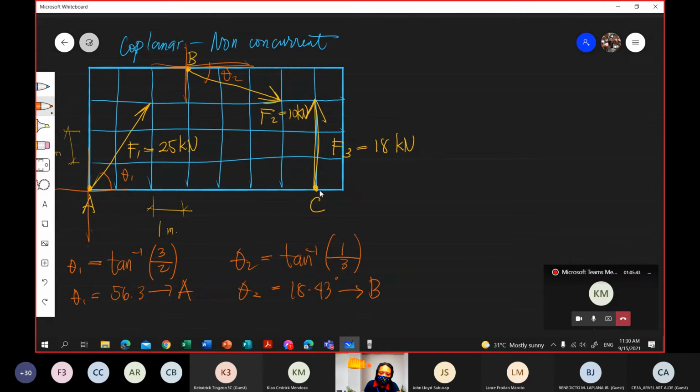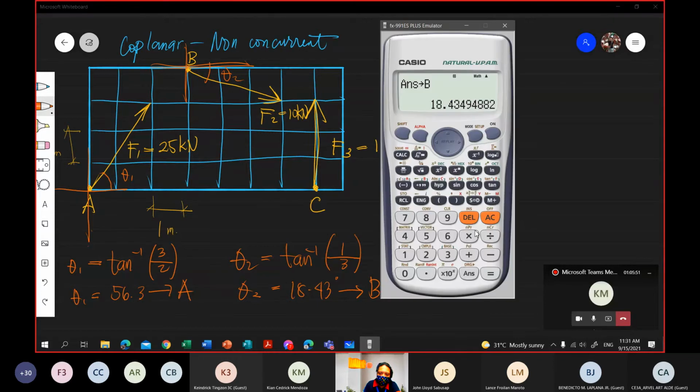Next, for F3, it is vertically upward, so 90 degrees. Theta 3 for F3 is 90 degrees. Then go to mode 2, complex mode.